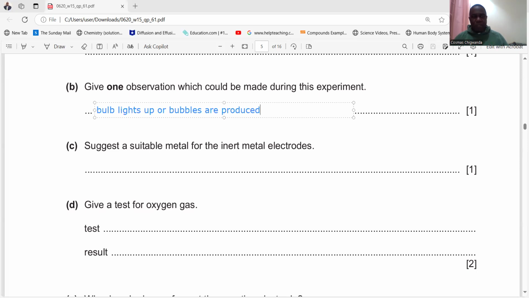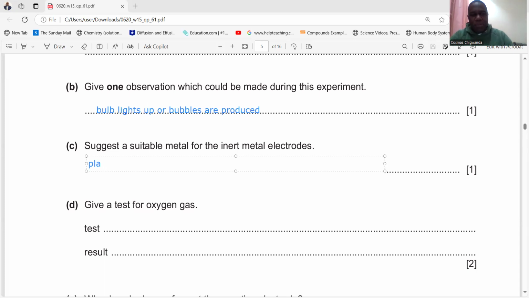Okay, suggest a suitable metal for the inert electrode. We want an electrode which is not going to interfere with our chemical reaction, and our best option here is going to be platinum. Be careful. This question is saying suggest a suitable metal for the inert electrode. So don't suggest an electrode which is a non-metal. Don't say graphite. Don't say carbon, because it's a non-metal. We want a metal there, and our best option would be platinum.